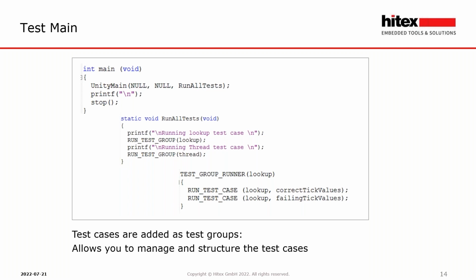So this will call a sub-function where we can add various test groups to start executing. So here we're running a set of tests for a function called lookup, and another test group for our operating system threads. So then within each of these test group runners, we can start to build up test cases, which are a collection of tests for specific features within that software component.